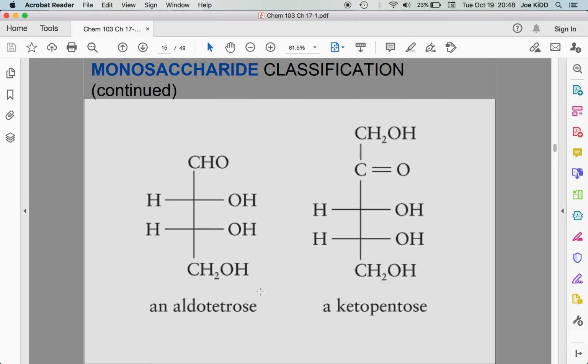Obviously every type of carbohydrate has its own unique name, but we can classify them in general terms of what we have going on here. So this is an aldotetrose, which means this is the aldehyde functional group, and it's a tetrose, which means we have 1, 2, 3, 4 carbons. For an example here, we have a ketopentose. So here's the ketone form of the carbohydrates that we've been talking about, and it's a pentose because we have 1, 2, 3, 4, 5 carbons.